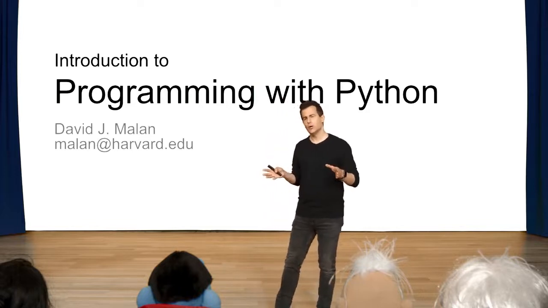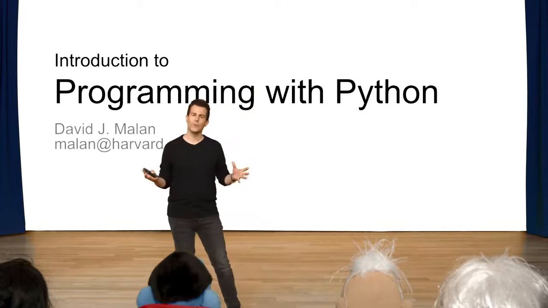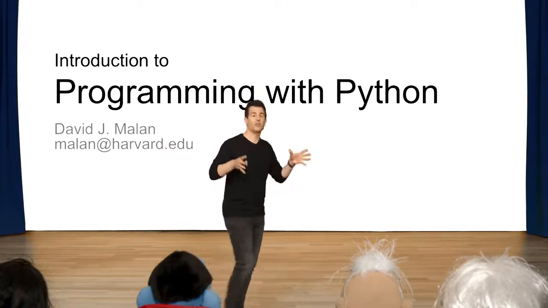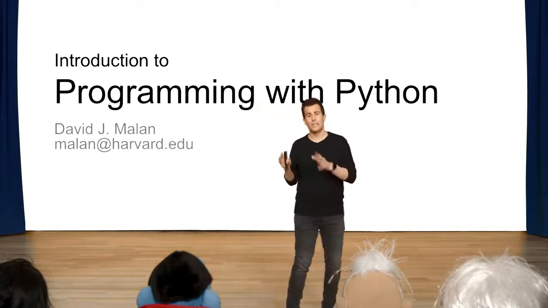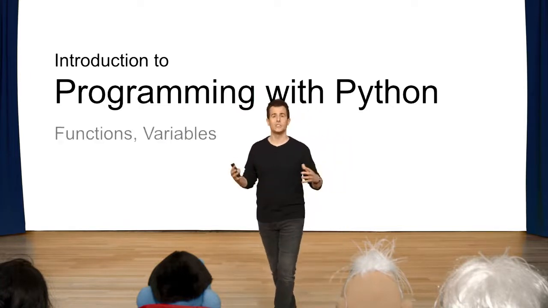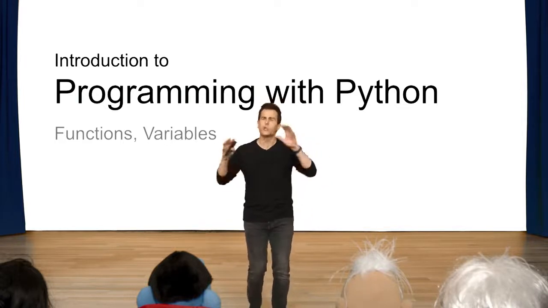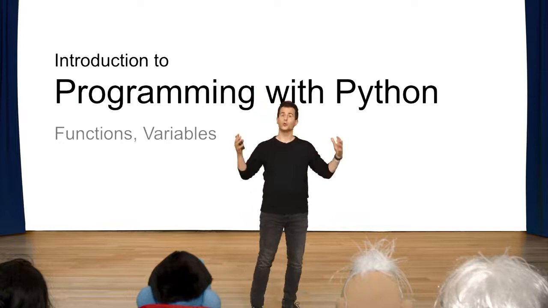Whereas CS50 itself is an introduction to the intellectual enterprises of computer science and the art of programming, this course is specifically focused on programming in Python itself. At the beginning of the course, we focus on a topic in programming known as functions and variables, mechanisms via which you can write code that solves smaller problems, but you can compose those smaller solutions into solutions to larger problems still.